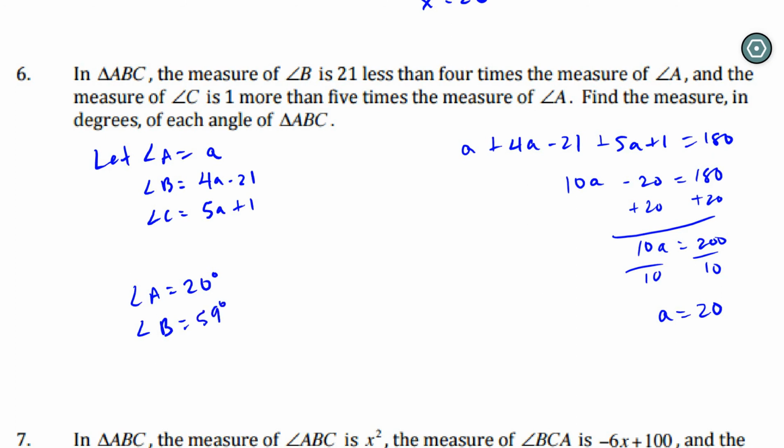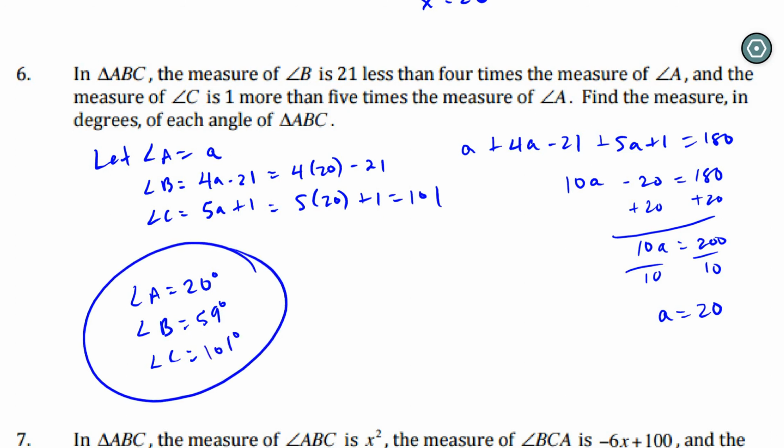I'm just plugging in here, so this would be 4 times 20 minus 21. Same thing for angle C. So angle C is going to be 5 times 20 plus 1, so that's going to be 101. A nice easy check is those three angles should add up to 180, and they do.